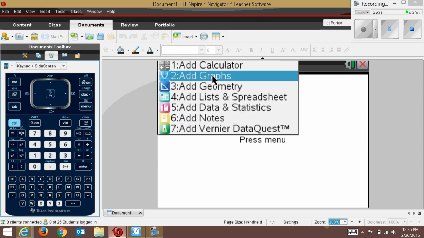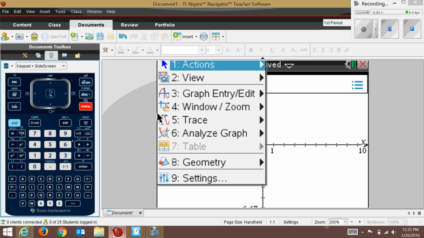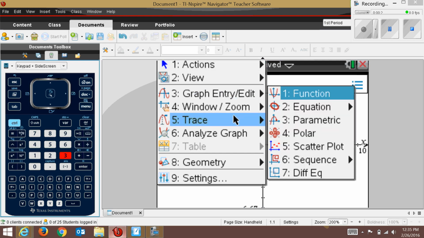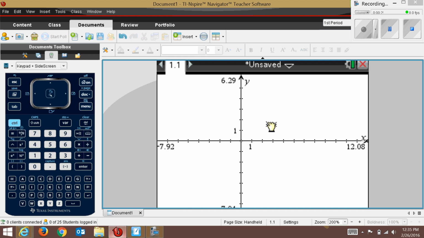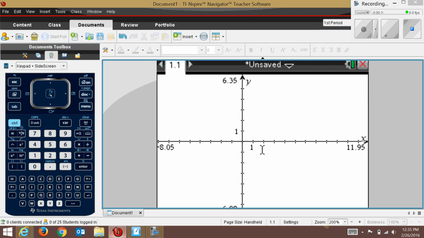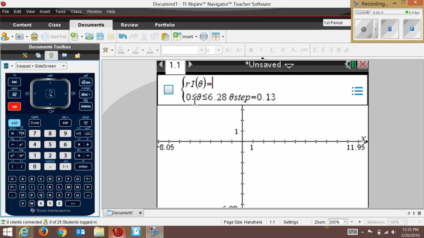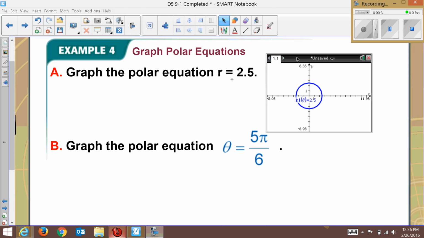What I would do is I would go to graphs, and if you remember from parametrics what we did, we went menu 3 to graph entry. Now I'm going to change over here to polar. When you click on polar, you get something like this. Now what you're going to do is you'll type in the radius at 2.5. When you press enter, it shows you the graph. It's a circle with a radius 2.5. And so that would be that graph.